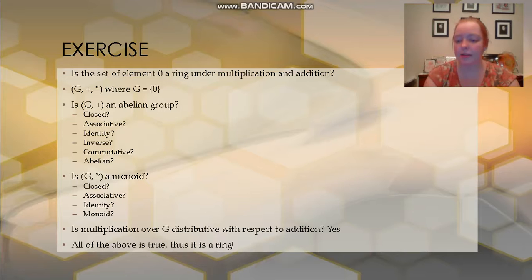And the final axiom: is multiplication over G distributive with respect to addition? And that's just, can you say 0 times (0 plus 0) is the same as 0 times 0 plus 0 times 0? Yeah, it's all 0. So this set of 0 under multiplication and addition is in fact considered a ring.